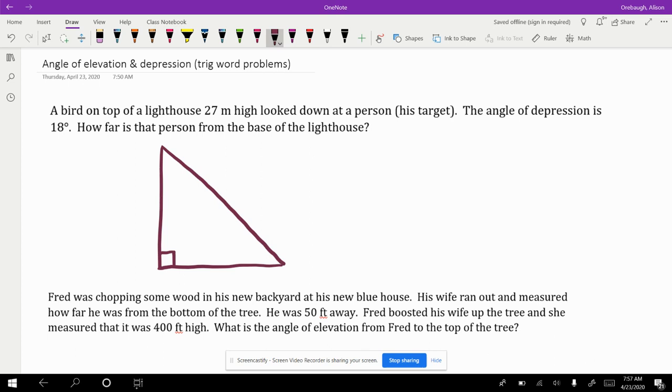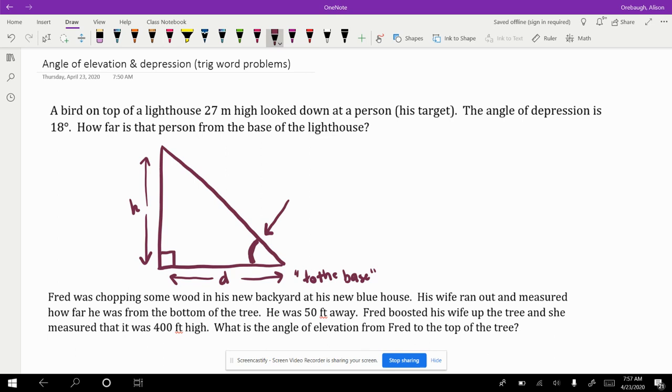Always here we'll have some sort of height. Here we'll have some sort of distance, you'll hear like distance to the base, because this is the base or bottom of our picture. And then our angle of elevation or depression, we are always talking about that angle right there. So let's put these pieces into the picture.